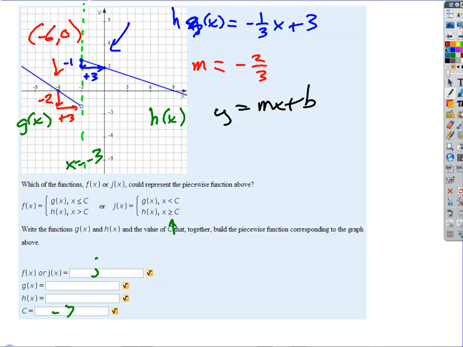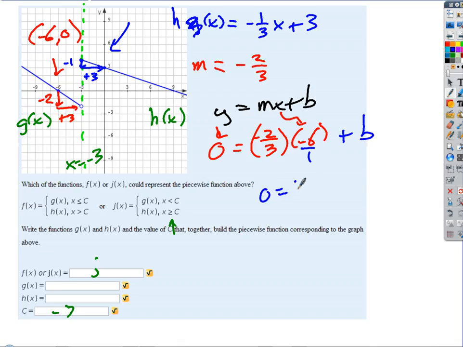We could plug in -2/3 for m, and for x we could plug in -6. For y, we would plug in 0, and then we're trying to solve for b, right? Negative 2/3 times negative 6/1, negative times negative is positive, right? And so I get 4. 0 equals 4 plus b, so what's b? Negative 4. And so then we get the other side, g of x equals negative 2/3 x minus 4.